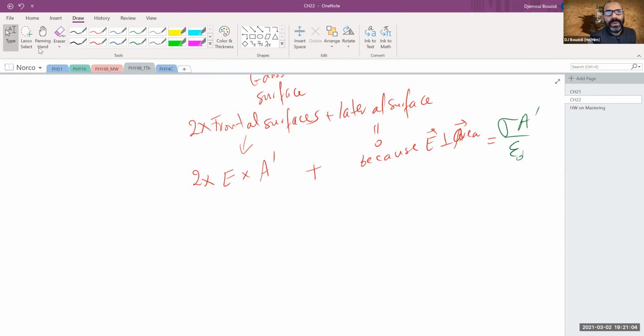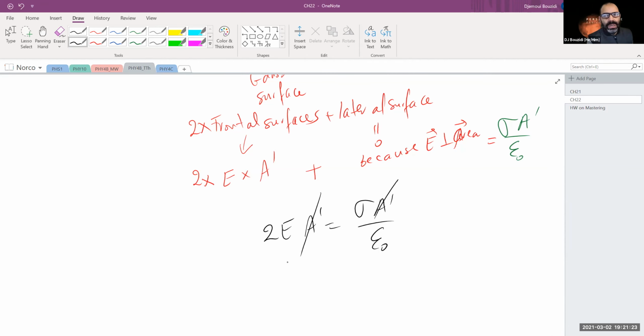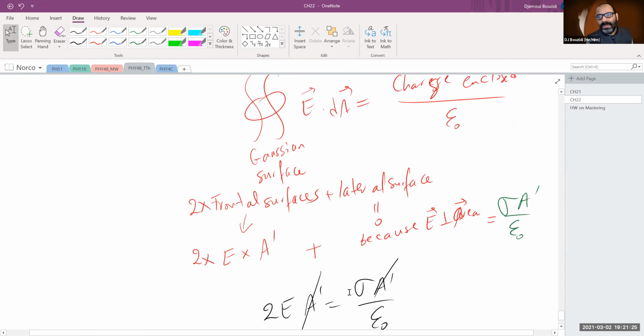Obviously, I'm interested in trying to find the electric field from this expression. So let me change the color in here quickly. What I ended up with is 2EA prime is equal to sigma A prime over epsilon naught. And that's good because we don't want A prime to be part of the answer at all, because it's a made up surface. It's a fictitious surface. It's not a real one. A Gaussian surface is a made up surface. That's why its properties should not matter.